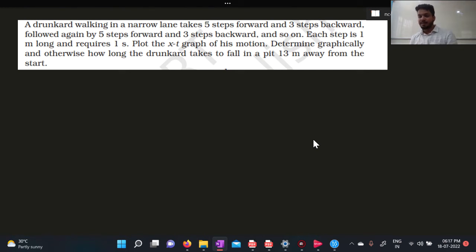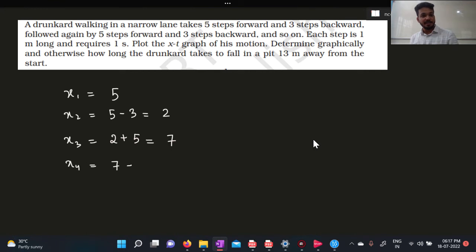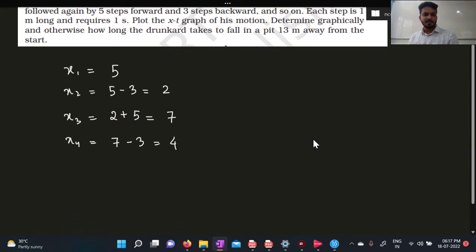Okay, so if I just try to do this analytically, this is very, very simple. If there is a guy, his initial displacement is, let's say, 5. The next displacement will be 5 minus 3, which is 2 meters. The next displacement will be this value plus 5, which means 7. And then the fourth displacement would be 7 minus 3, which is 4. Okay, so let's keep going. Let's see where it ends.